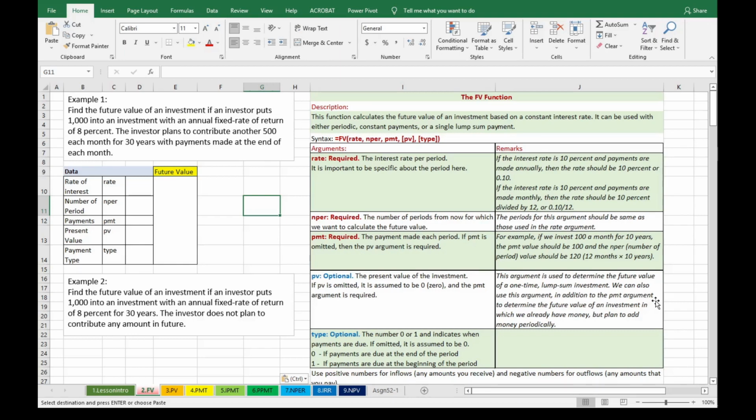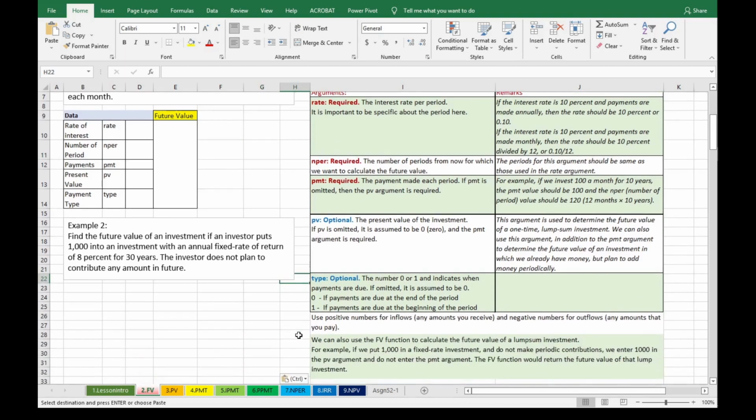Then the last argument is the type argument. This is also optional. This argument takes the number 0 or 1 and indicates when the payments are due. If omitted, it is assumed to be 0. So 0 means payments are due at the end of period, or 1 means payments are due at the beginning of the period. Then other thing we need to understand is we need to use positive numbers for inflows, that is any amounts we receive, and negative numbers for outflows, that is any amounts that we pay.